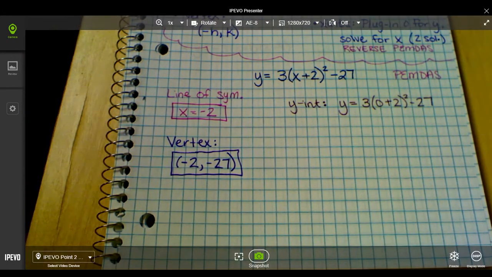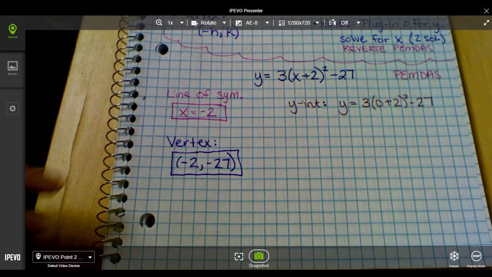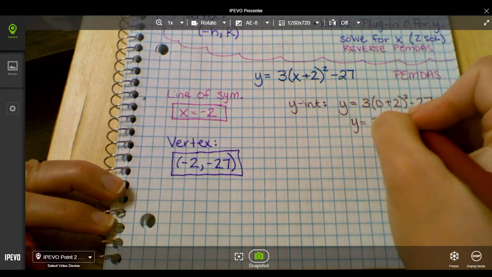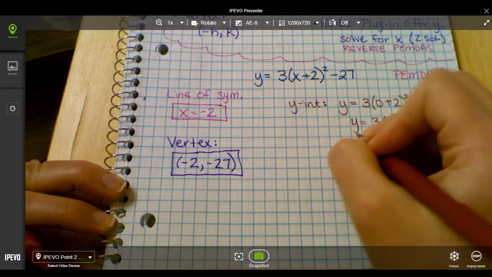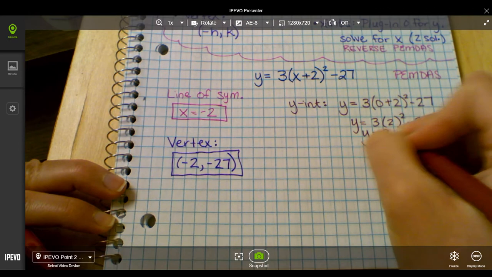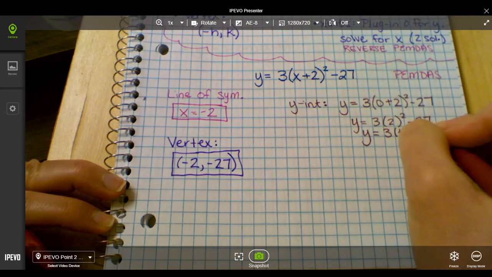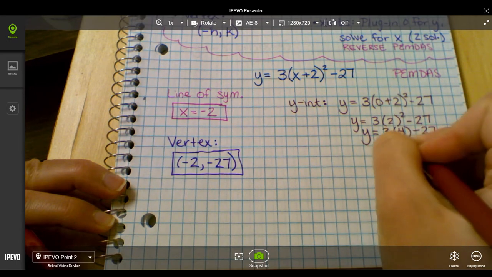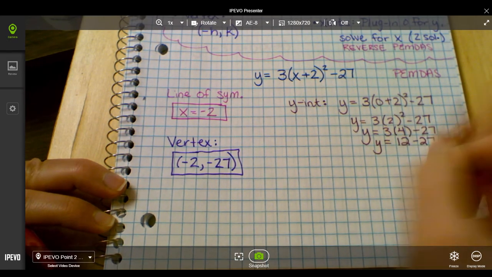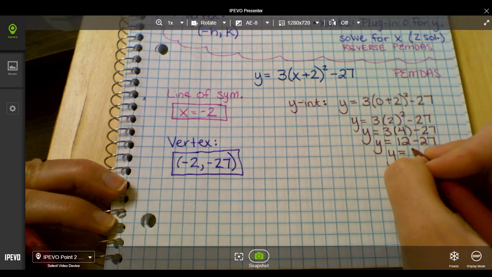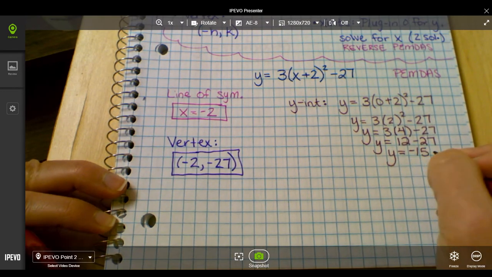Okay, so that means I'm going to start with my parentheses. And I'm going to have 0 plus 2 is just 2. Then I got to do my exponent. So that means I am going to square the 2. So I'm going to have 3 times 4 minus 27. Then I'm going to do my multiplication. 3 times 4 is 12. And then I can do my addition or subtraction. So 12 minus 27 is just going to be negative 15.